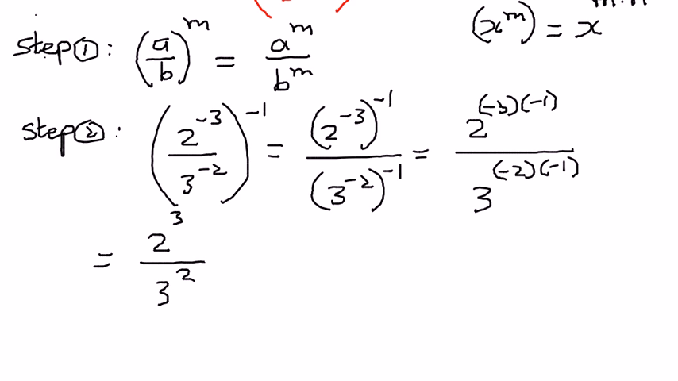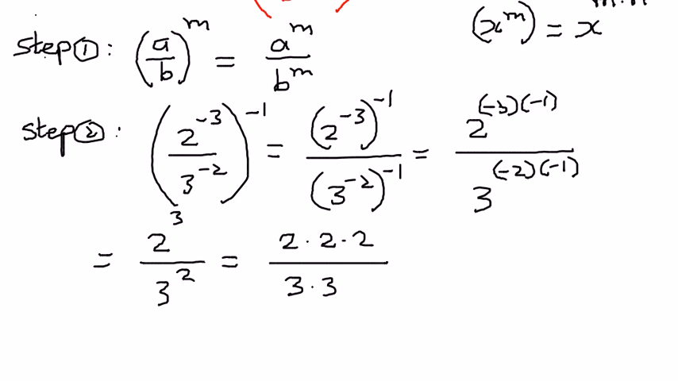We can expand these. 2 to the power of 3 means the base term here is 2 and the exponent here is 3. So therefore 2 to the power of 3 means the number of times the base needs to be repeated is 3 times with multiplication. 2 times 2 times 2. And in the denominator, we have 3 to the power of 2. The base term is 3, the exponent is 2. Therefore, the number of times the base term, which is 3, needs to be repeated is 2 times.